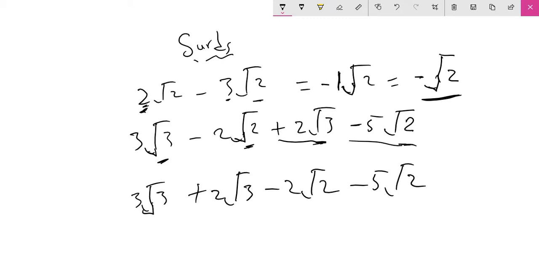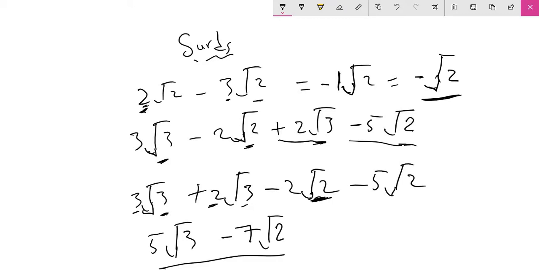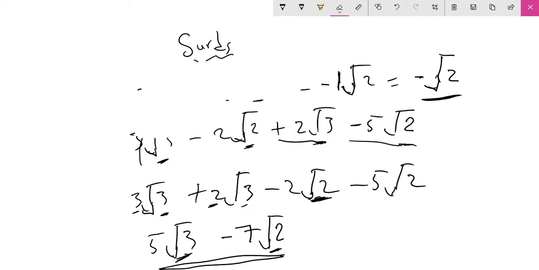Now we can evaluate this. 3 root 3 plus 2 root 3. Since these are the same, we add the coefficients to get 5 root 3. Now minus 2 root 2 minus 5 root 2. The root part is the same again, so minus 2 minus 5 is minus 7 root 2. We will not be able to do anything further because the resulting expression has different terms, so we leave it like this. So our answer will be 5 root 3 minus 7 root 2.